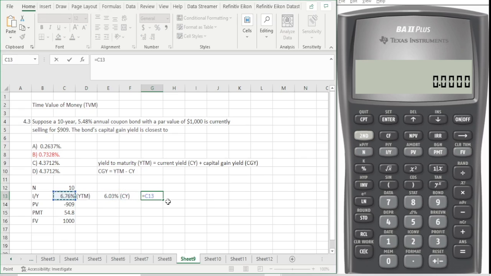Okay, so YTM minus current yield will be our capital gain yield, right? Enter. This will be our capital gain yield. Okay.